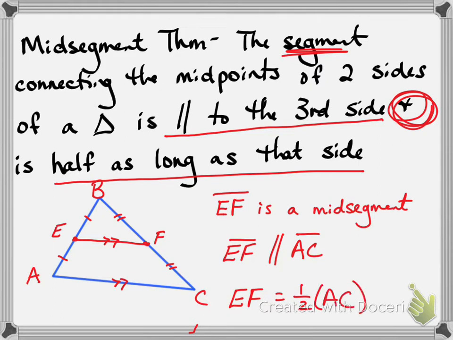So if AC is 8, we would know that EF would be half as long. So we would know that EF was 4. And we could go the other direction and say if we know that EF is 5, we could figure out that AC must be 10 because 5 is half of 10. So it's a nice little theorem. We have some problems that we can do for it.